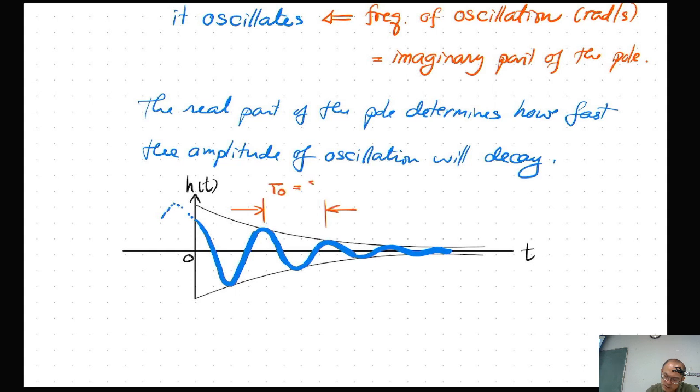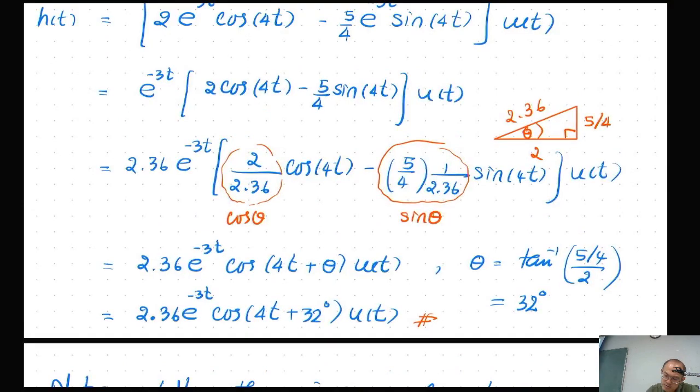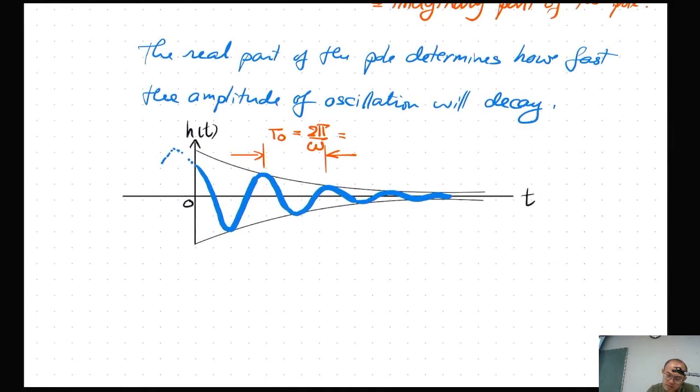T0, is 2 pi over omega 0. In this case, omega is 4, right? Omega is 4. So the period of oscillation is 2 pi over 4. Now the decay rate: you see, the amplitude decays exponentially. The rate of decay is determined by the factor -3, right? So the larger the a is, the faster it decays.